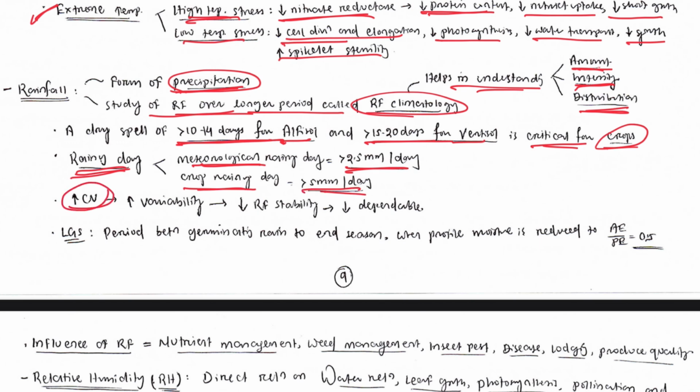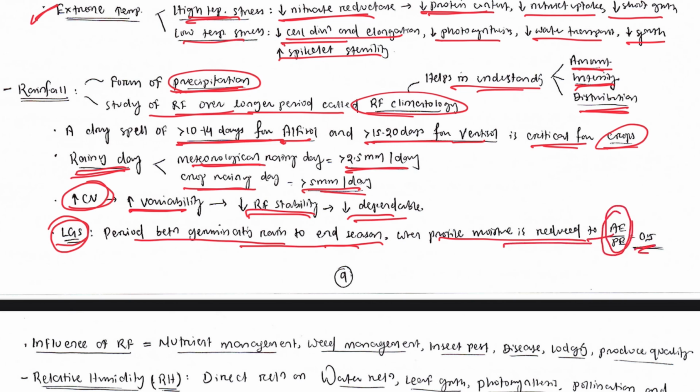If the CV of rainfall is higher, then more variability, less stability of rainfall, and less dependability of the rainfall. Or you can say from the farmer's point of view, they should not depend on rainfall that much. Now it depends on length of growing season. That is the period between germinating rain and end of season, when profile moisture is reduced to actual evaporation by potential evaporation equal to 0.5. Okay, that is length of growing season.